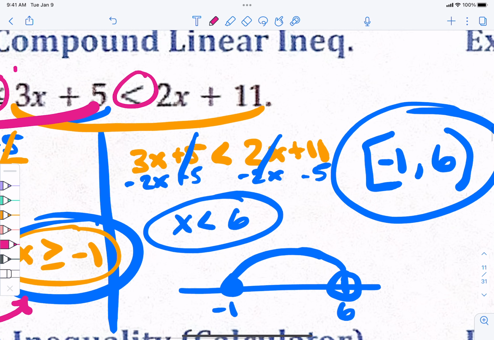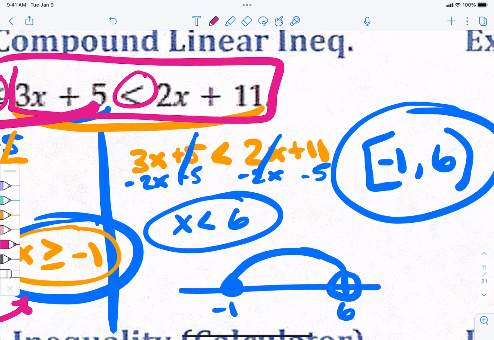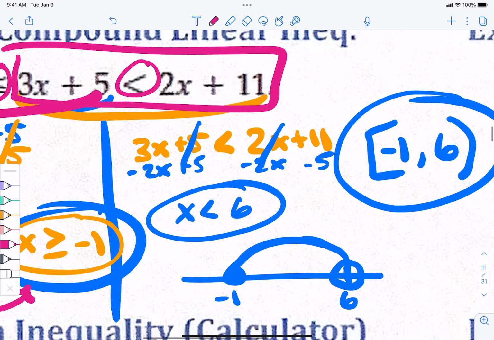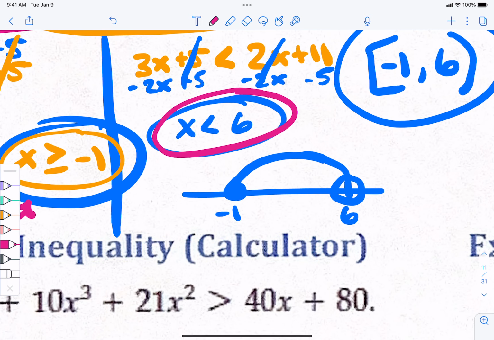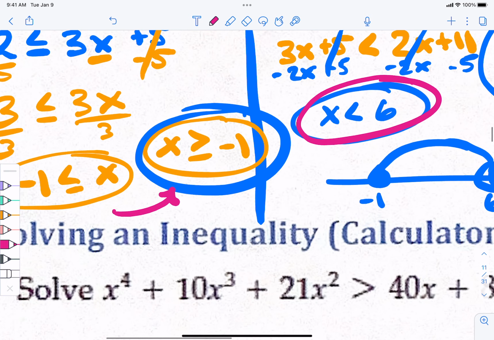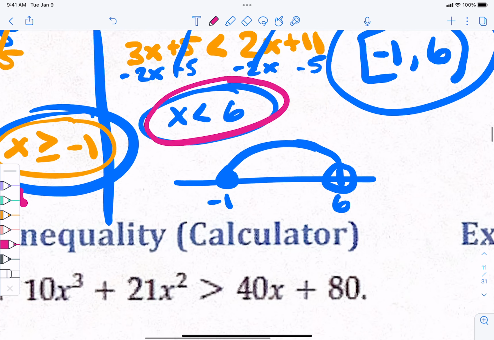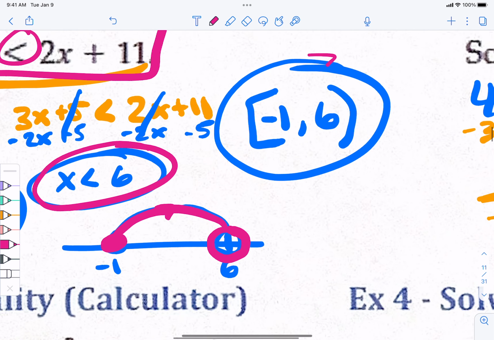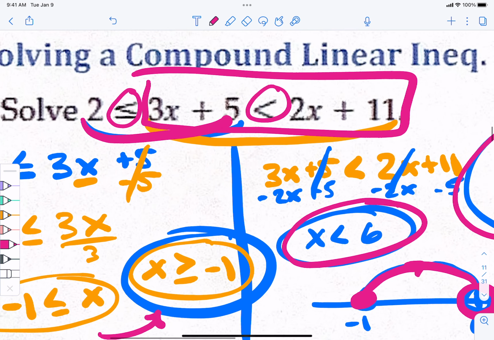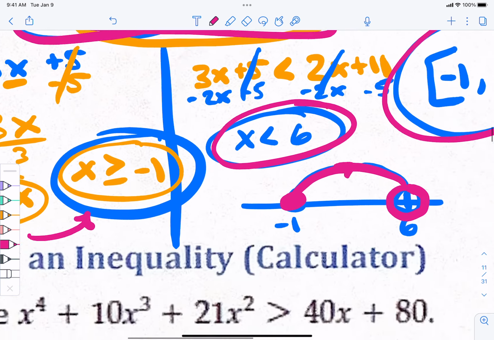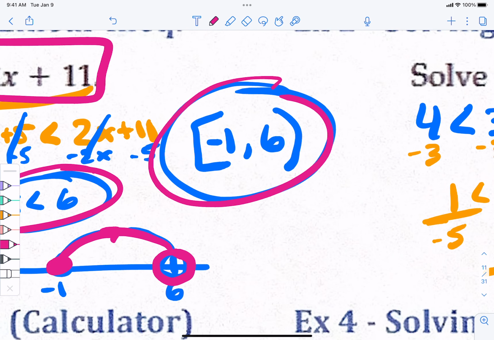This one, we took this chunk, the right half, and solved for that and got this as an answer. Then we combined them together on a number line. So if x has to be greater than or equal to -1, it's a closed circle, and less than 6. In interval notation, if I lump both of those answers together, it's [-1, 6). When you have multiple things that you're solving for, always put them together on a number line to see what your solution will look like.